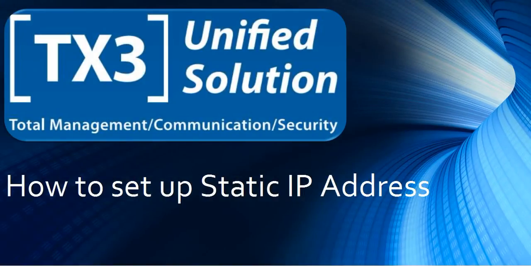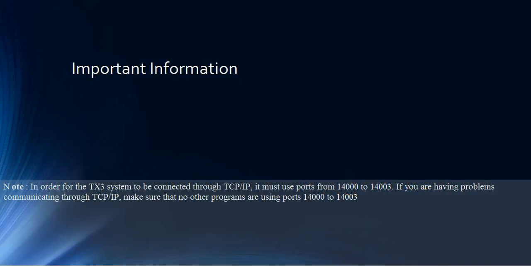How to set up static IP address. Important information. In order for the TX3 system to be connected through TCP/IP, it must use ports from 14,000 to 14,003. If you're having problems communicating through TCP/IP, make sure that no other programs are using those ports.